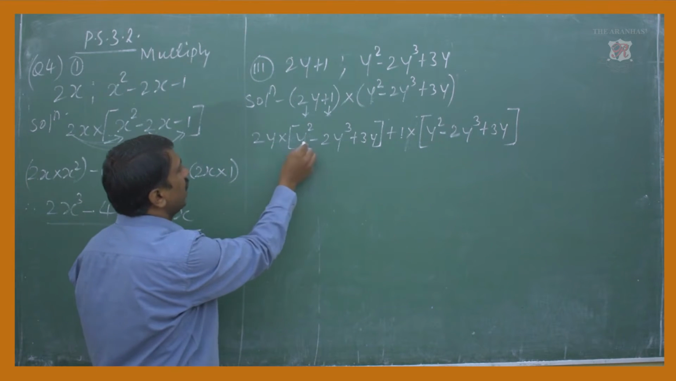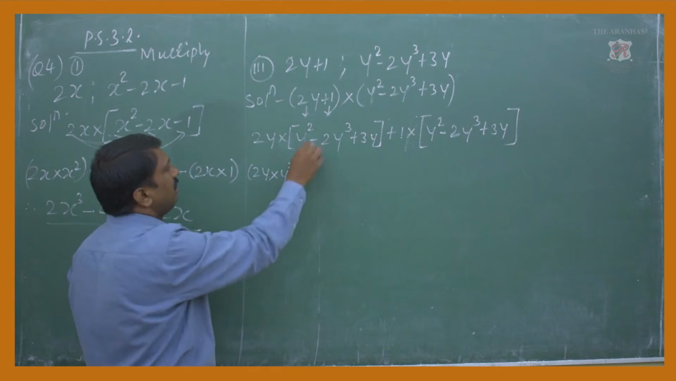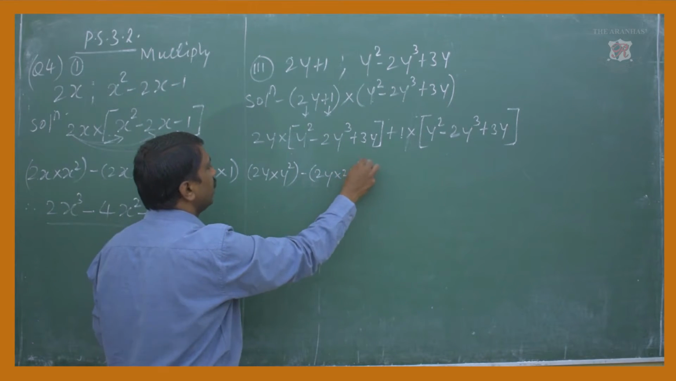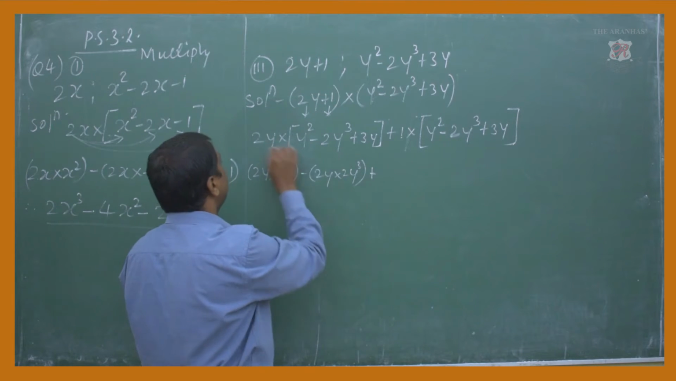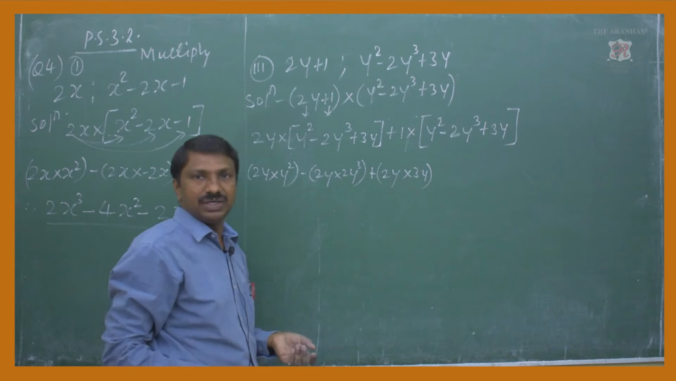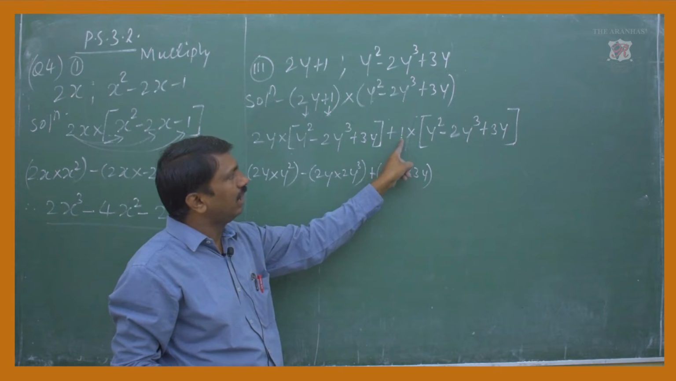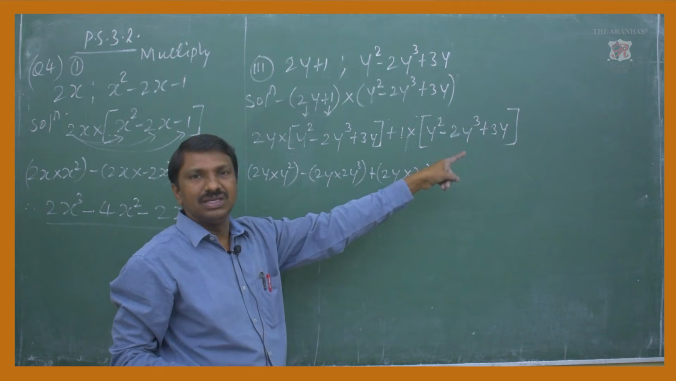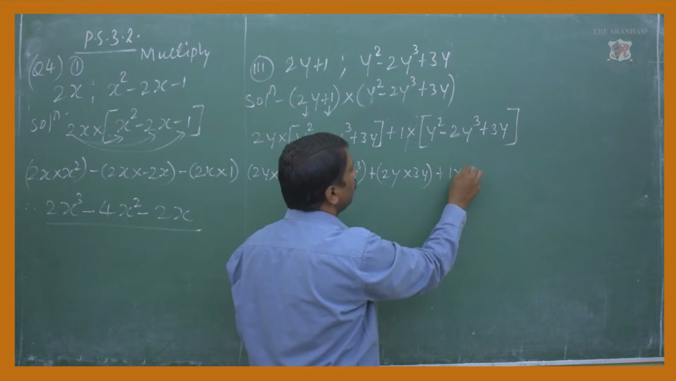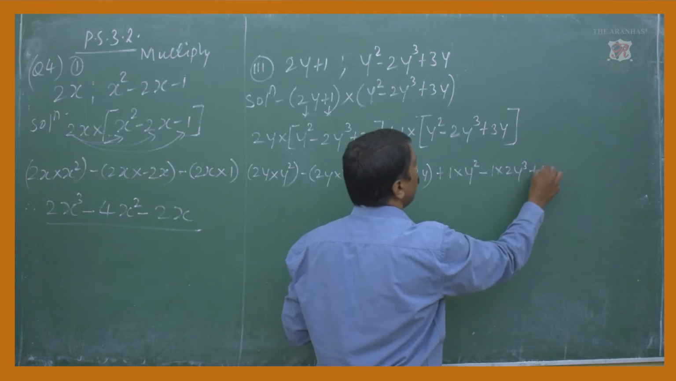Now we will multiply 2y by the first term, that is 2y multiplied by y square, minus sign, again 2y with the next term, 2y raised to 3, plus 2y into 3y. Now next we have 1. Everyone knows that if you multiply this polynomial by 1, the answer will be the same. But still, if you want, plus sign, 1 into y square minus 1 into 2y cube plus 1 into 3y.